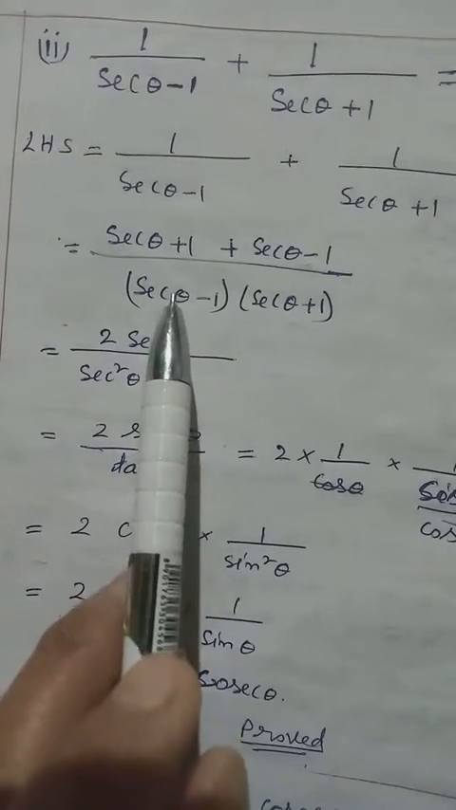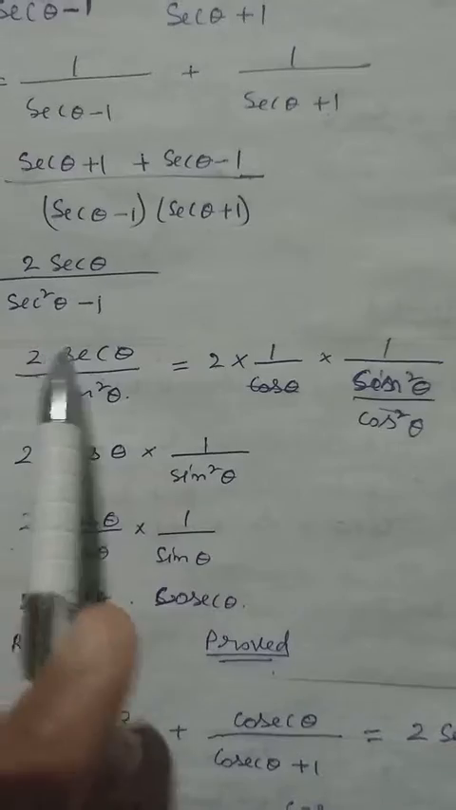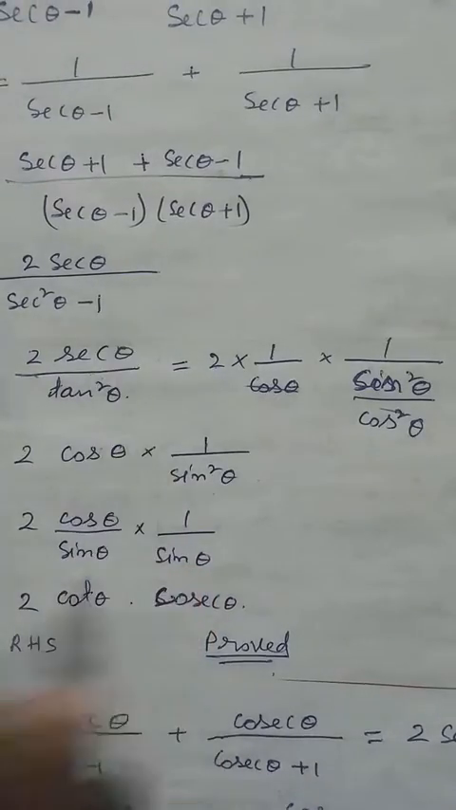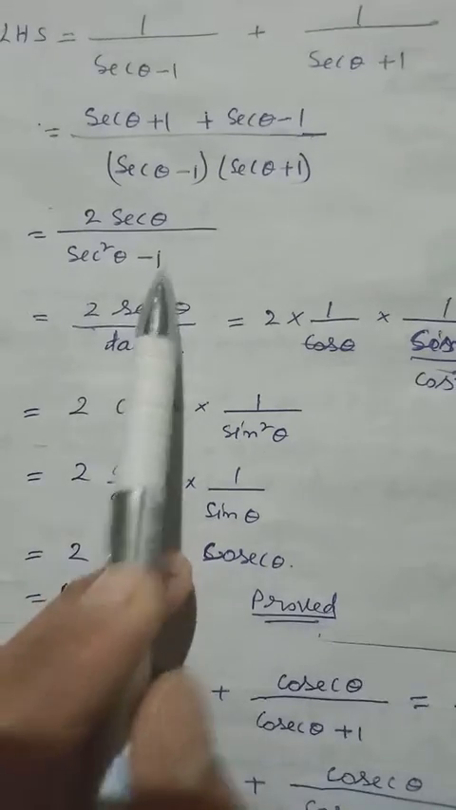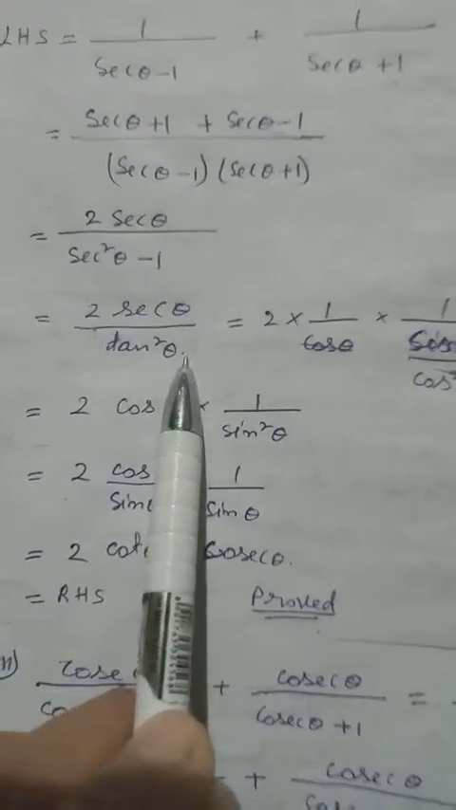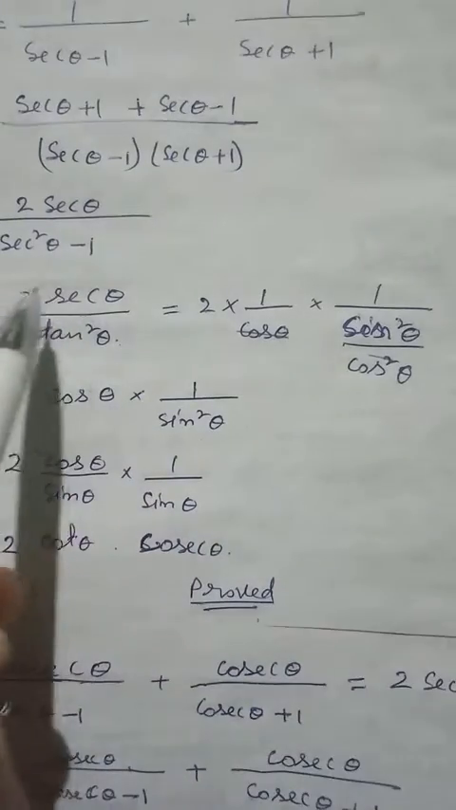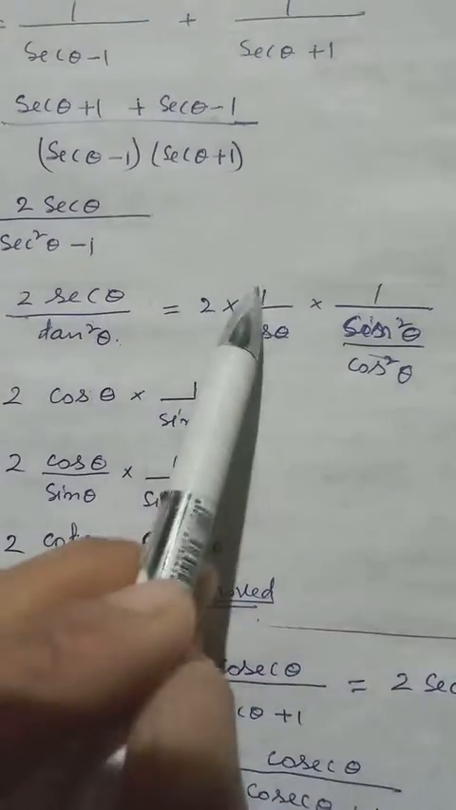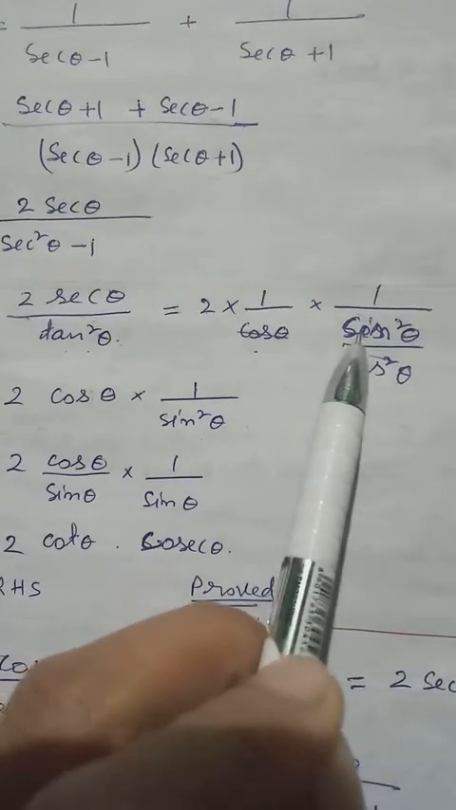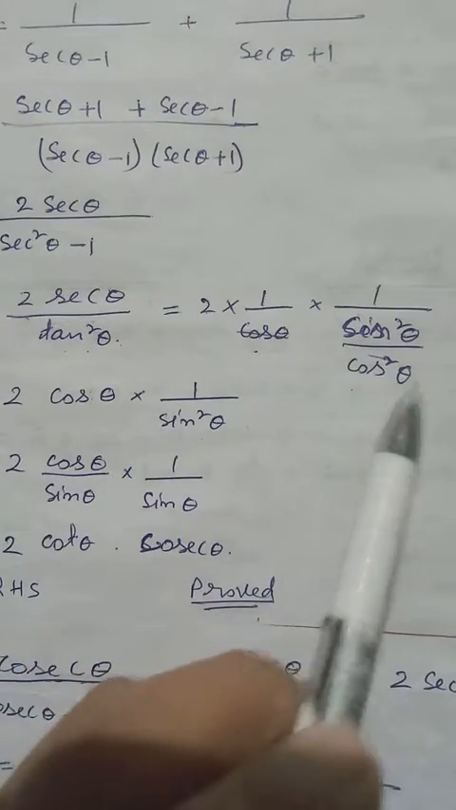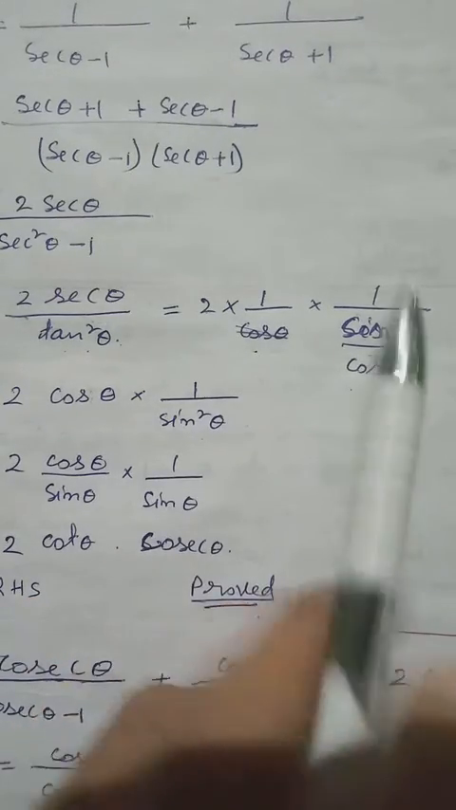Then here we can apply a minus b, a plus b. It become a square minus b square. So 1 into 1, 1. So from identity again, sec square minus 1 we know equal tan square theta. So now we need to convert everything to sine and cos. Sec theta we know 1 by cos. Tan theta, since it is down, we can write sine theta by cos theta. So cos and cos get cancelled. We are left with sine theta.